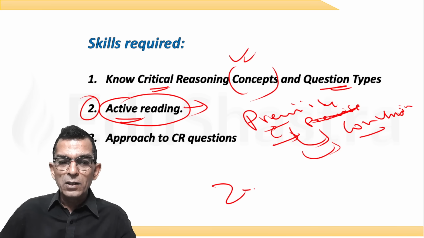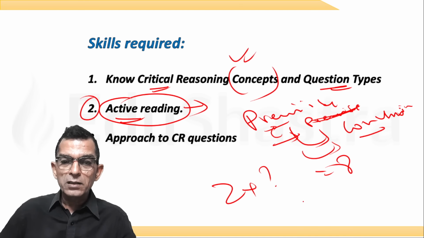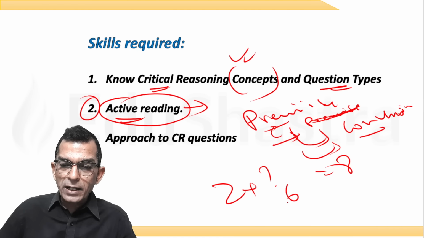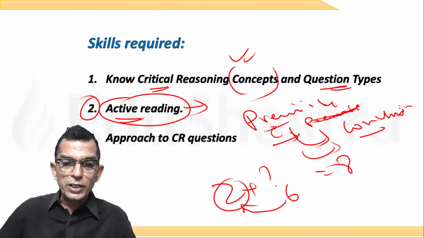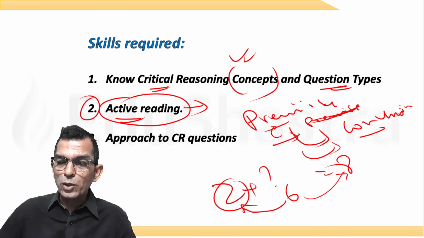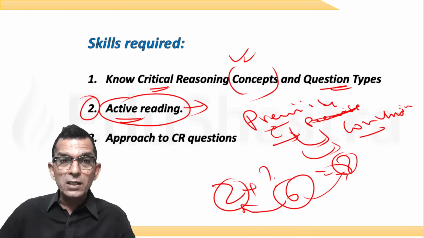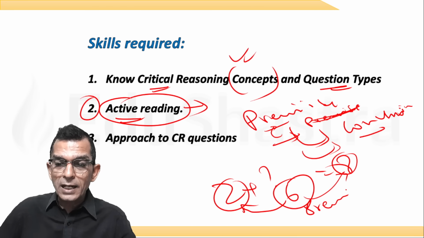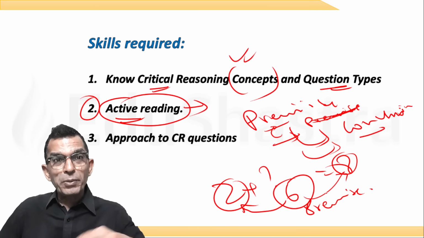It's more like this: 2 plus what is equal to 8. So there must be a number which can connect the given premise. Let's take 2 to be the given premise and 8 to be the given conclusion. So this 6 is a sentence which works as a premise that is hidden. Our hidden premise is called an assumption.